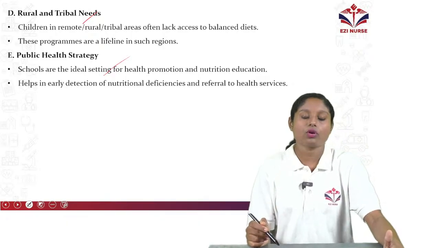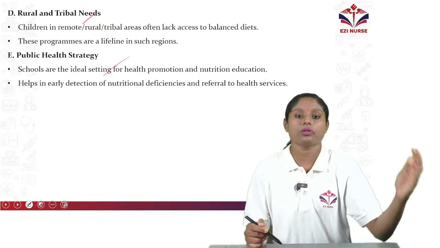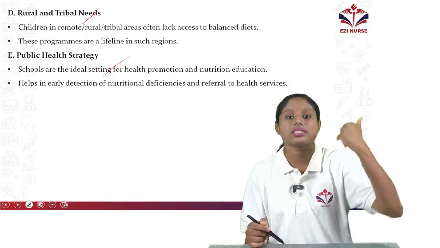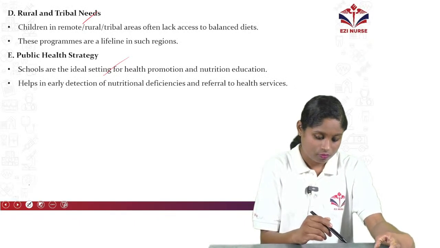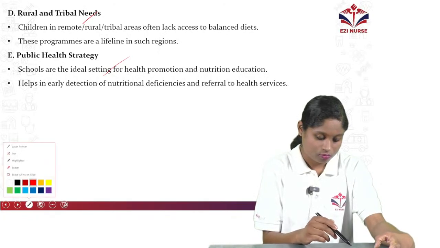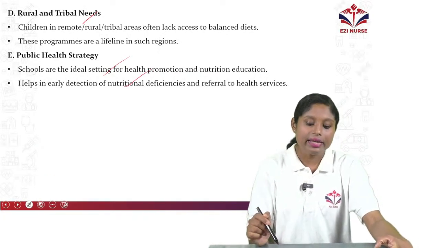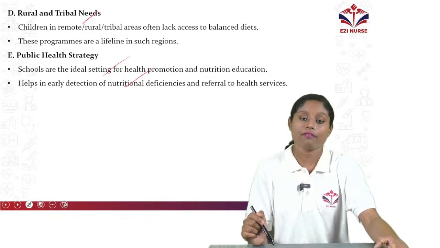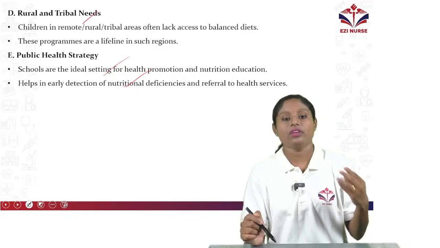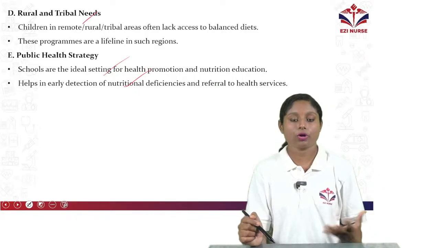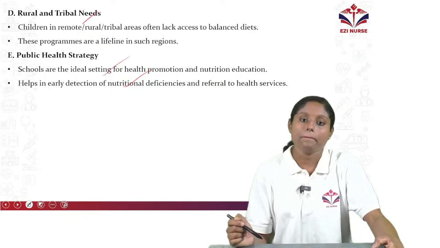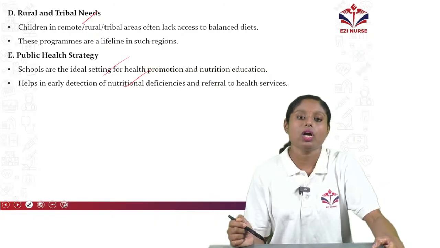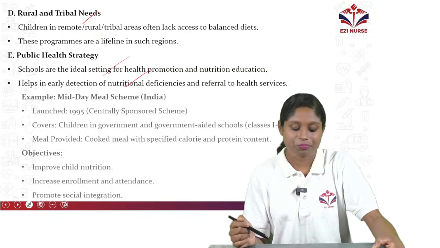Schools are an ideal setting for health promotion and nutrition education. So from the school itself, we are starting the nutrition education. It is an ideal place to give nutrition education and health promotion. It helps in early detection of nutritional deficiencies and referral to health services. So through the school program, we can identify early malnutrition or nutritional deficiency disorders and refer them to the hospital. So these are the main purposes of the midday meal program in India.